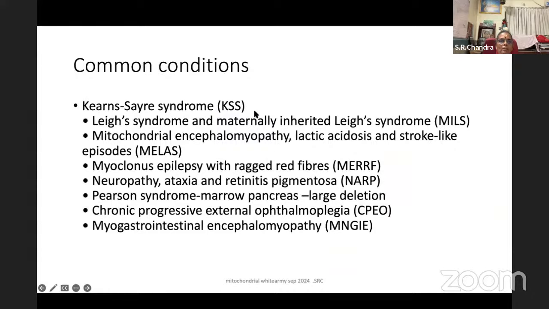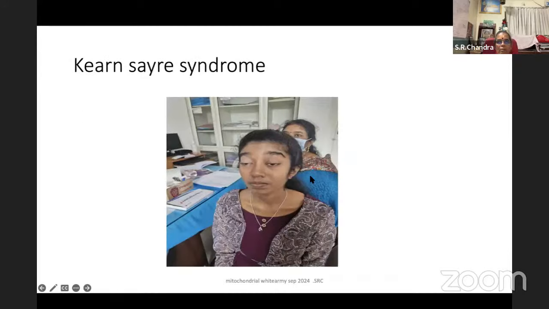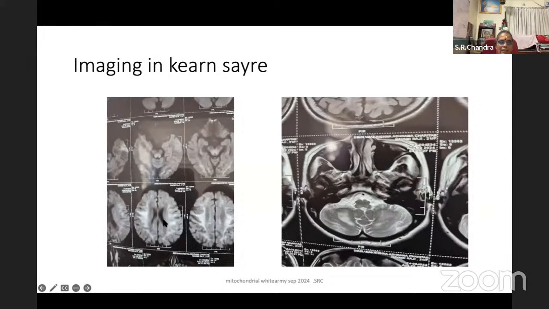So next, these are various conditions. We have seen many of the conditions I have shown in this group only. And this is another child who presented with progressive ophthalmoplegia, learning deficiency, defective hearing, and imbalance. And you can see the progressive external ophthalmoplegia. This is the classical MRI appearance showing symmetrical white matter changes which spare the U fibers, and there is also involvement of the cerebellum. So that is the classical imaging picture of Kearns-Sayre syndrome.